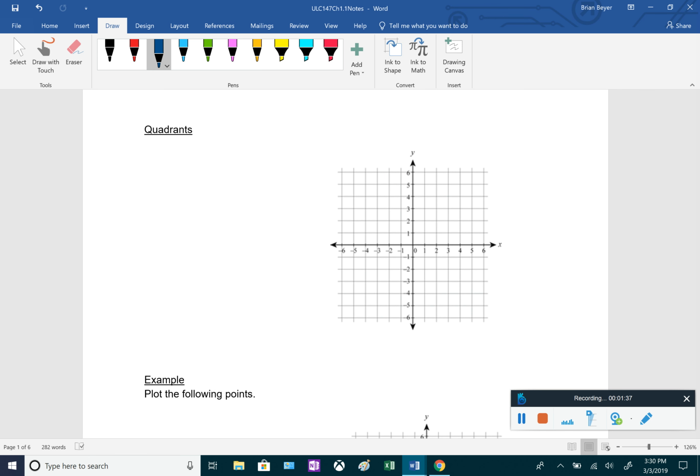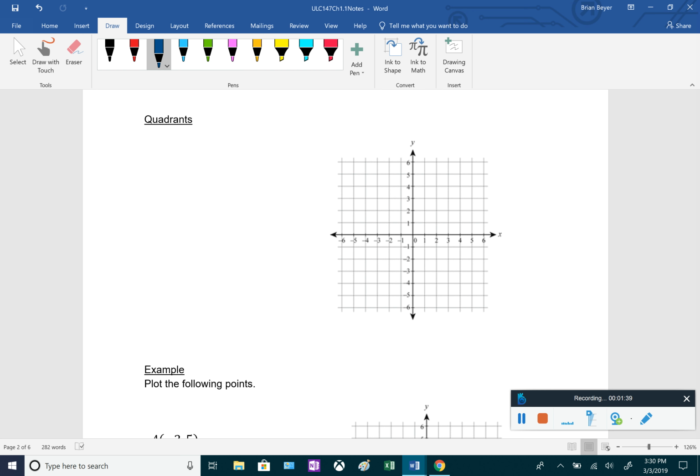Okay, so when we have two lines, the x and y axes, that naturally overlap each other like this, it creates four different quadrants. Quadrant one is going to be right here. That's when the x's are positive and the y's are positive. Quadrant 2, we're actually going counterclockwise. So quadrant 2 is right here, and that's when the x's are negative and the y's are positive.